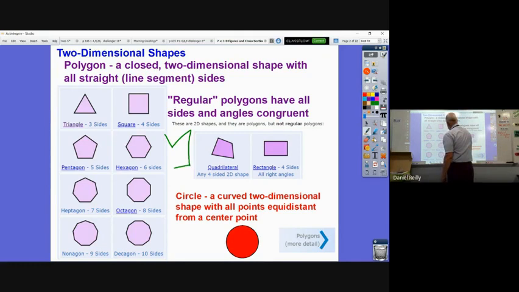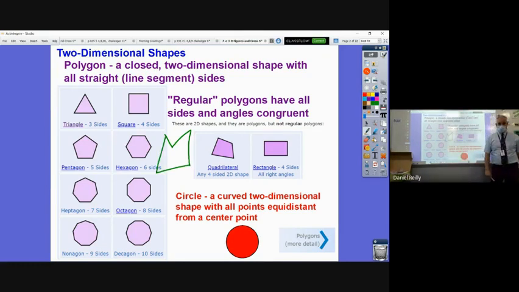This is also a pentagon. It's a five straight sided closed figure. So this is also a pentagon. It's not regular because the angles are all different. You're used to seeing them all have the same length sides and all the angles being the same, but a pentagon just has five straight sides that are closed like this.